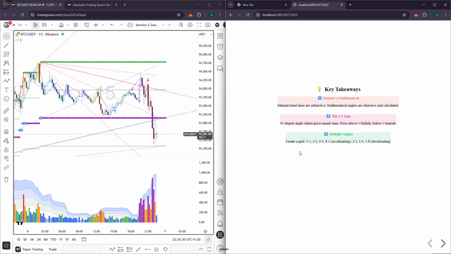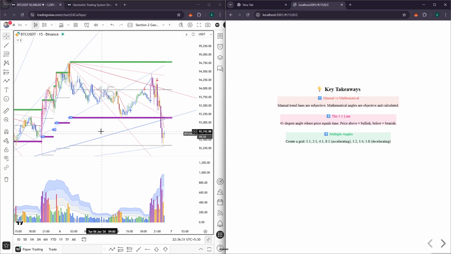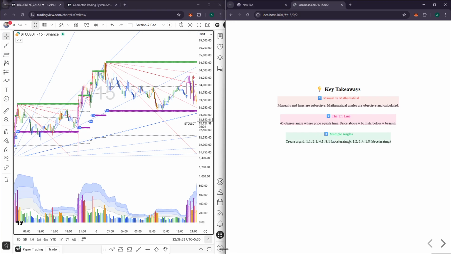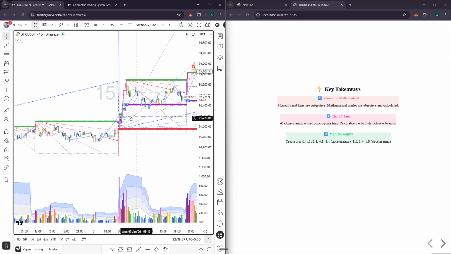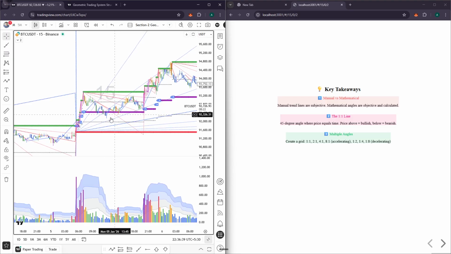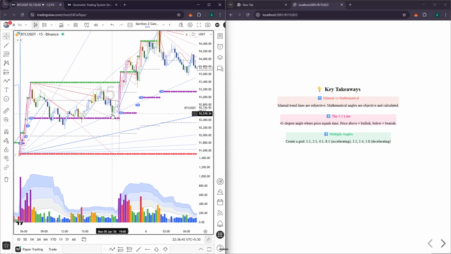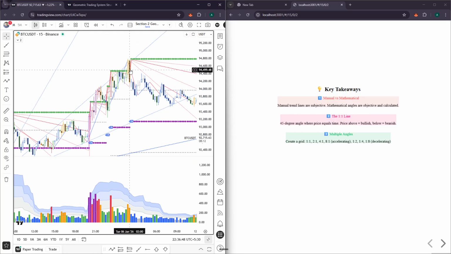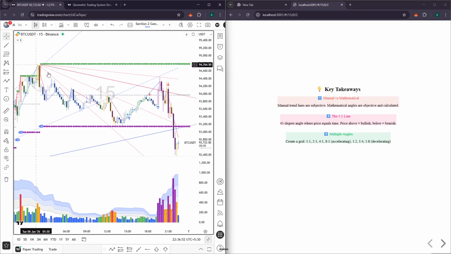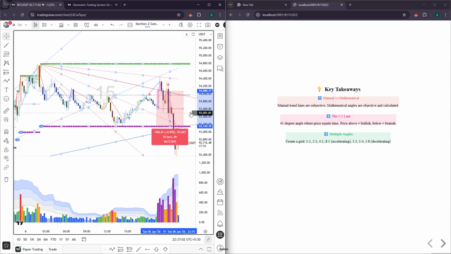With multiple angles, we can create a grid of 1 by 1, 2 by 1, 4 by 1, 8 by 1. All these angles are accelerating, and when the market comes to those angles, it has this momentum effect. You see, it hits 2 by 1, and the market goes to the next angle. When it couldn't go up, it comes to the next angle. Now it activated this descending one. Now it goes to the next angle, and from there it goes to the next one. Couldn't go up, so it came down to the next one, right?